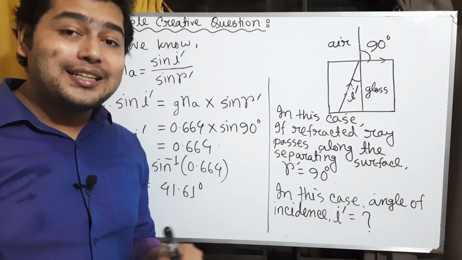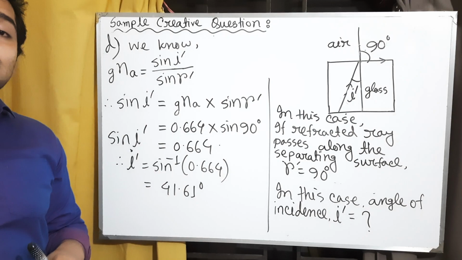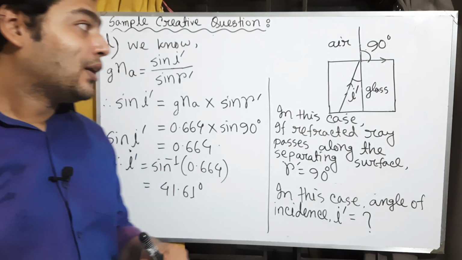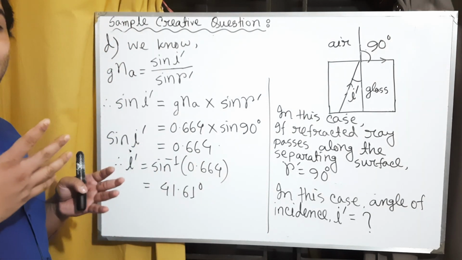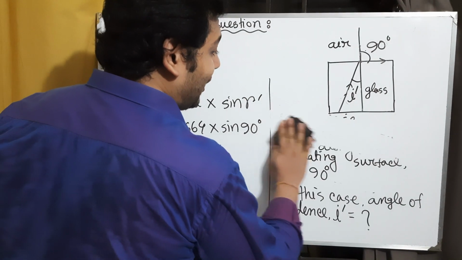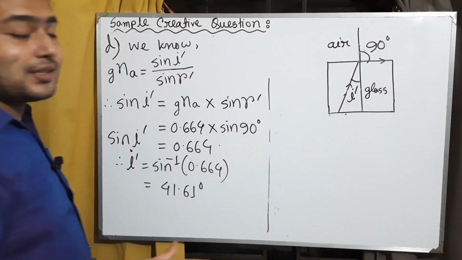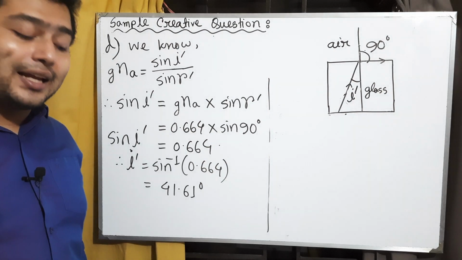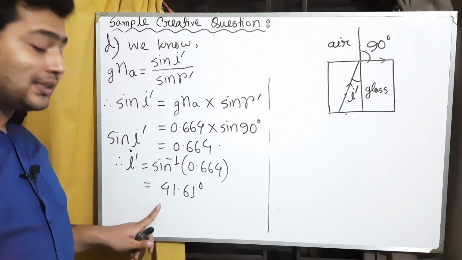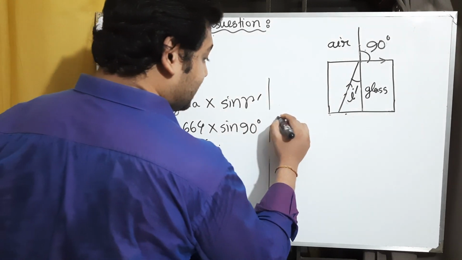So we can say that if the incident angle in this case is 41.61 degrees, then the refracted ray will pass along the separation line of these two media. Now we need to calculate the change of angle. In our main stem, we are given that our incident angle was 28 degrees, and in this case our incident angle is 41.61 degrees.